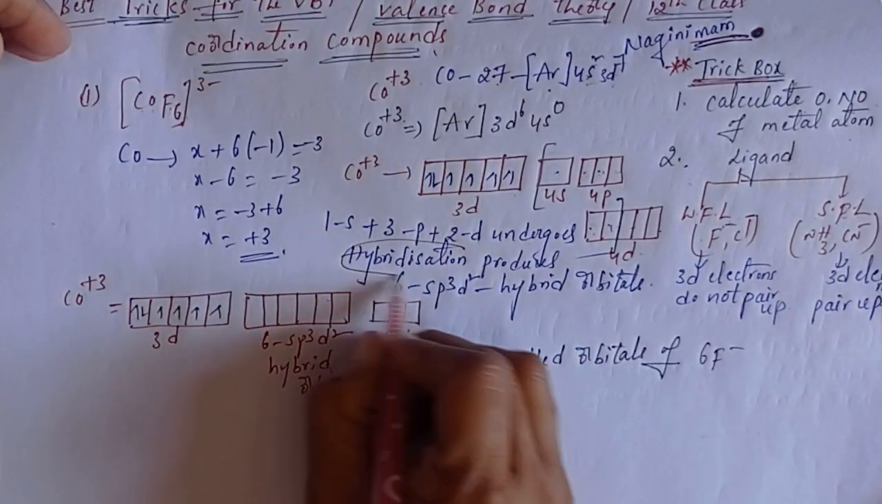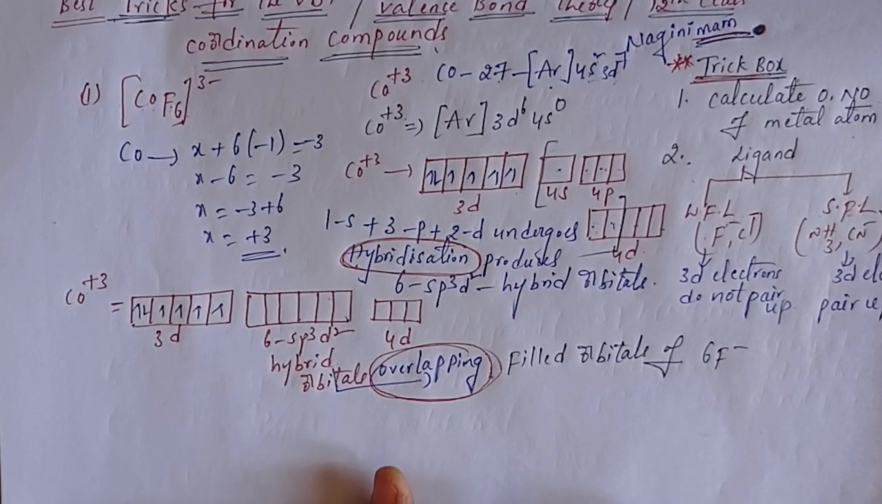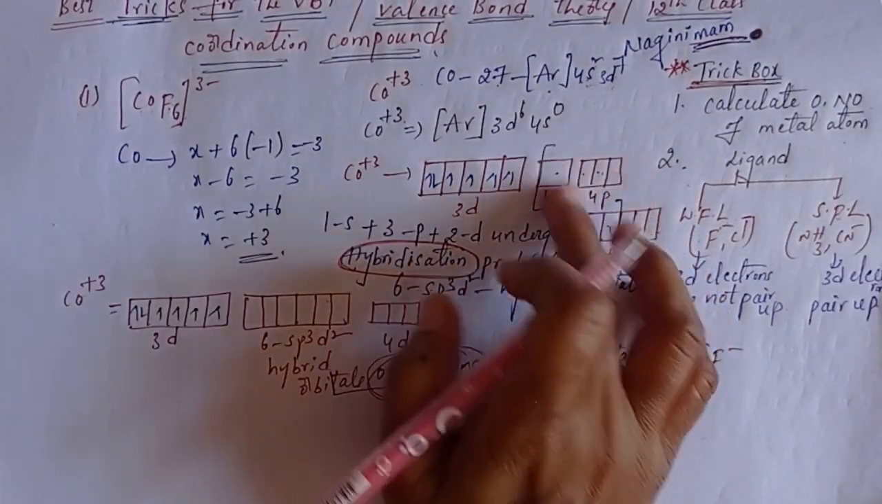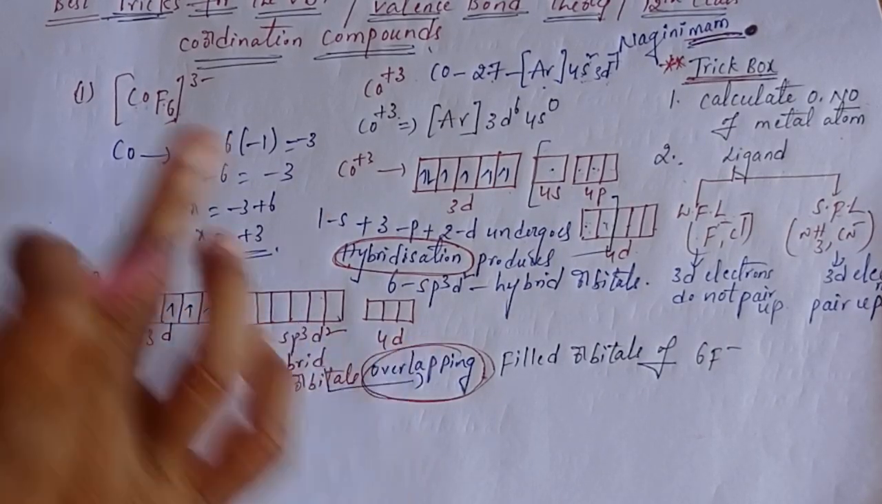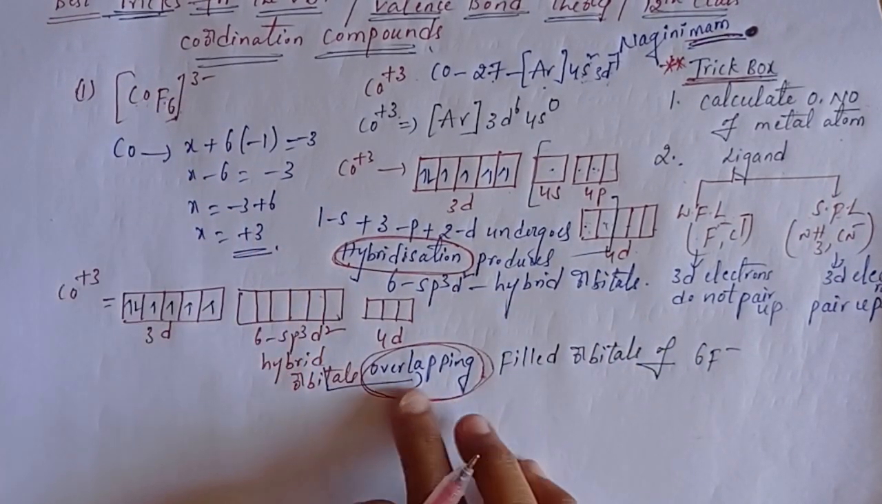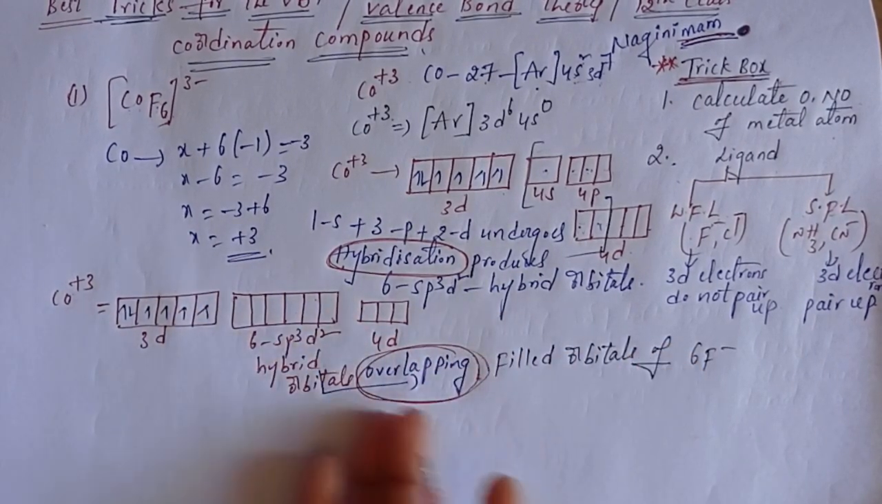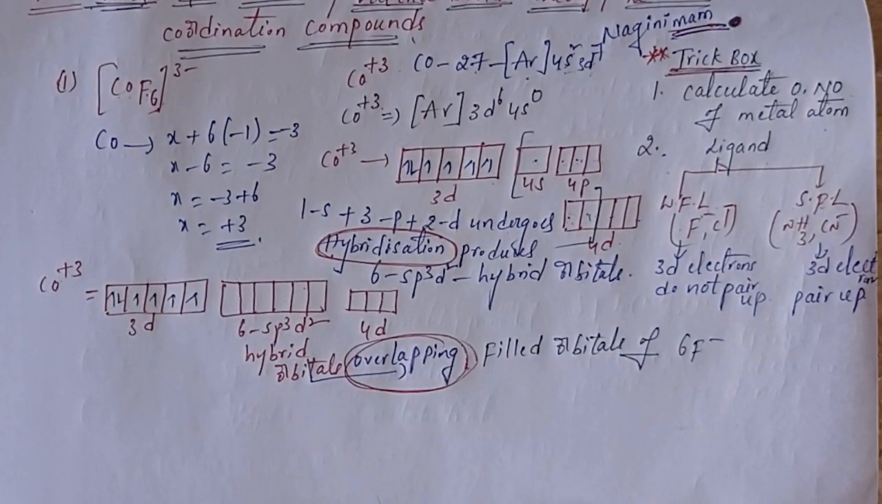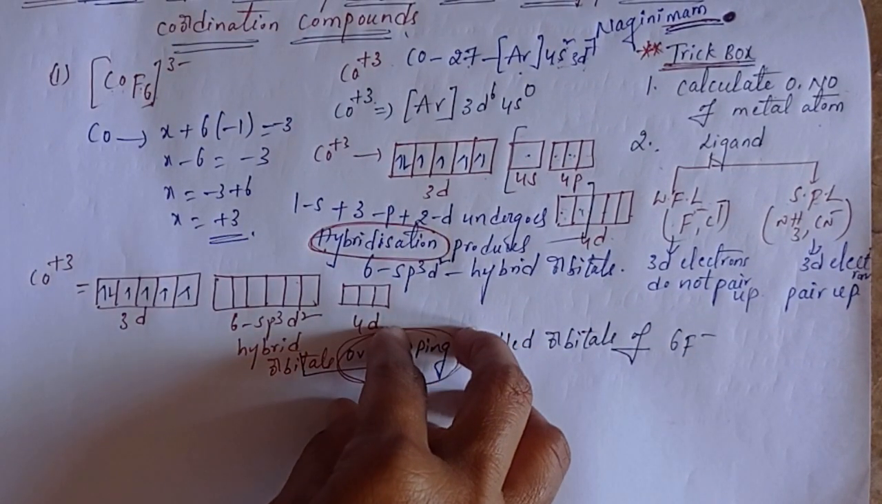Here, hybridization. This word is important. Are you clear? Don't confuse. In the same atom, orbitals are undergoing hybridization. Now these cobalt atom orbitals and fluorine atom orbitals are undergoing overlapping. In between the two different atomic orbitals, overlapping happens. Now when they are undergoing overlapping, students, what is happening?